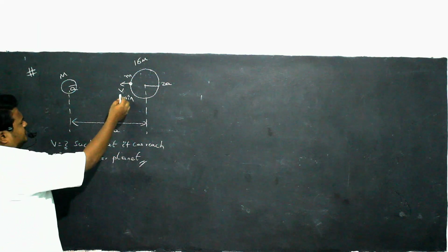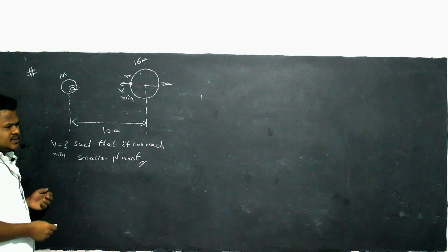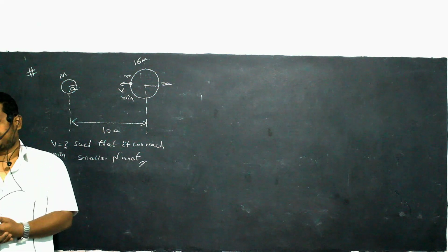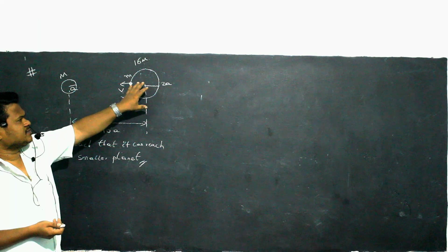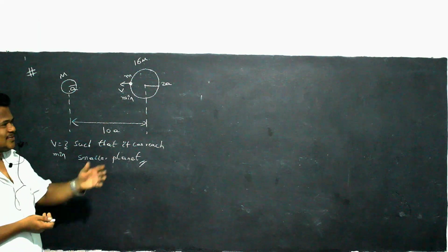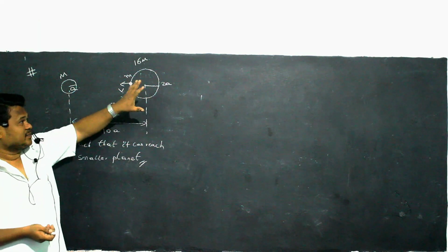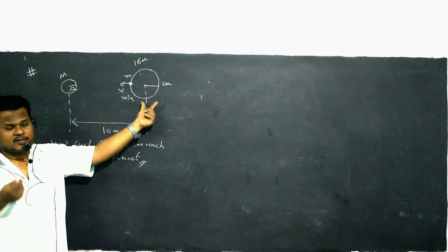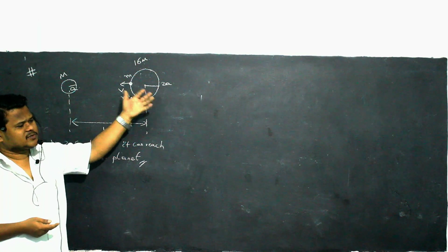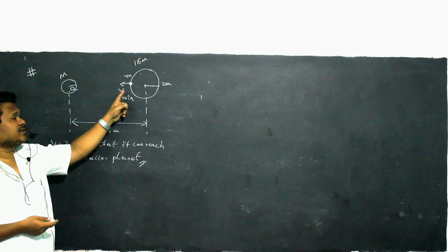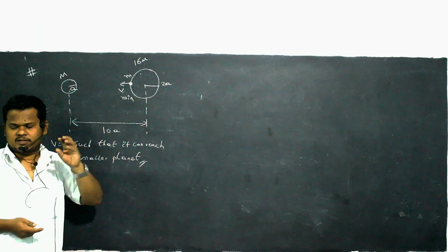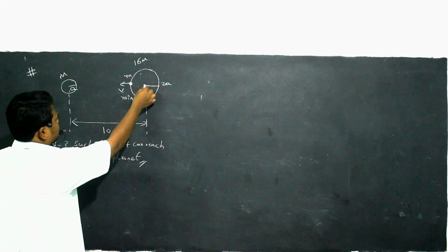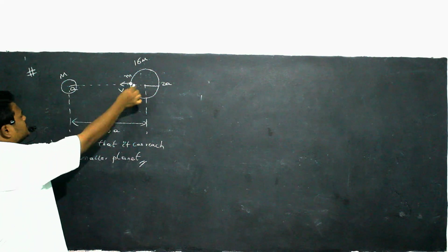If I throw this body from here, initially this body is under the attraction of which planet? Is it under the attraction of this planet or this planet? Only this one. Because this is a bigger sphere and this mass is very close to this planet. So definitely it will be under the attraction of this planet only. This also attracts this one, but the force of attraction is very, very less.